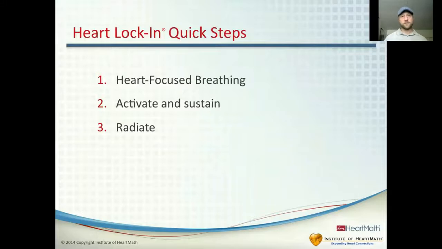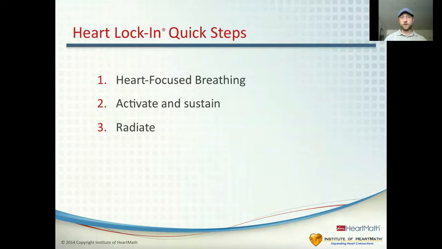If you've seen the other videos, it uses the basic heart-focused breathing. That's where you're concentrating on the heart, and you're breathing in and out slowly, about 5 seconds in, 5 seconds out, 5 seconds in, 5 seconds out. And that can get you into a state where you're coherent, and so your heart rate variability is in a healthy place.